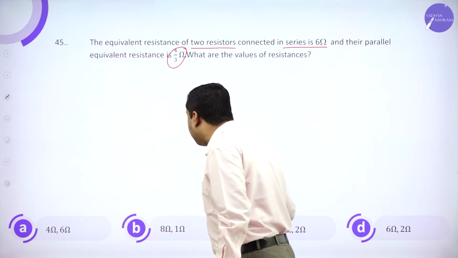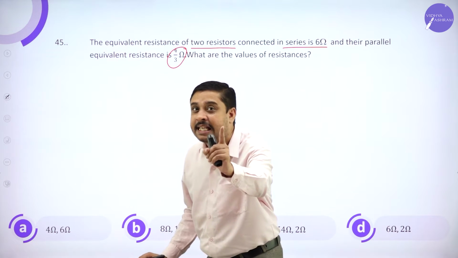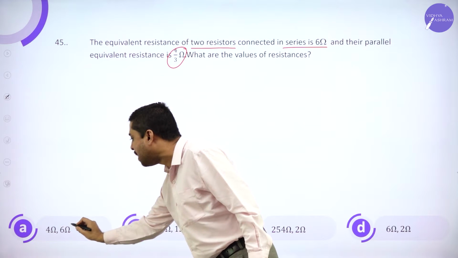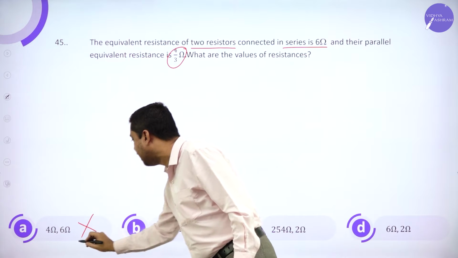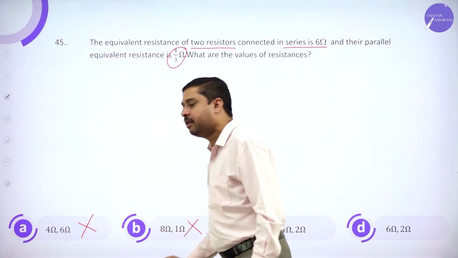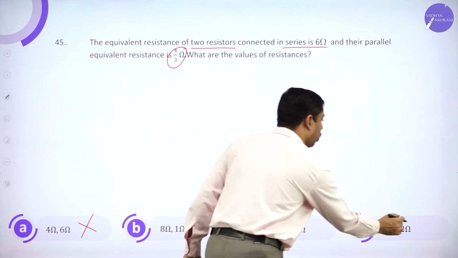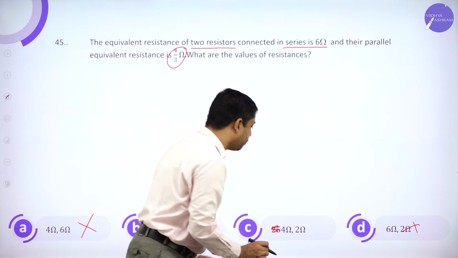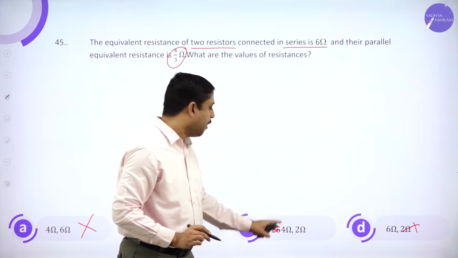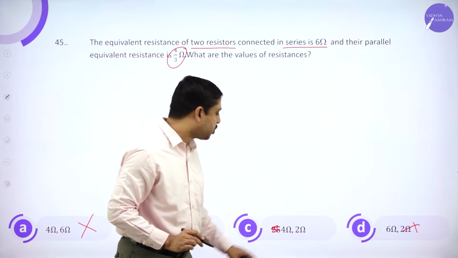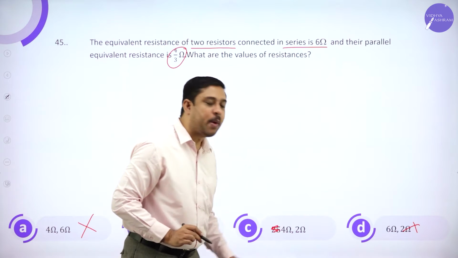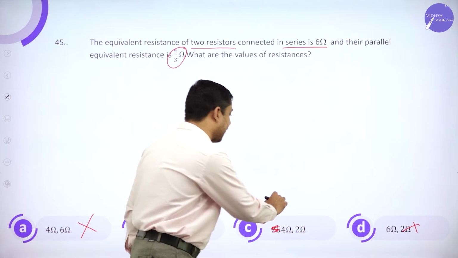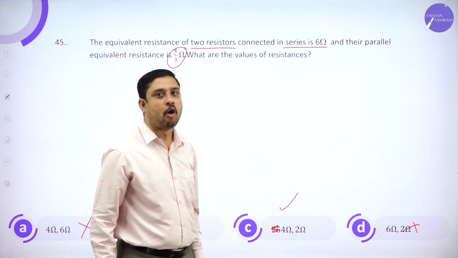If you check all the 4 options, series aliddaga equivalent resistance 6 ohms ಬೇಕು. 4 plus 6 10 ಬರೋದಕ್ಕೆ ಚಾನ್ಸೇ ಇಲ್ಲ. 8 plus 1 9 no. 6 plus 2 no. If you observe here, so the options 4 ohms and 2 ohms, 4 plus 2 is 6. So naturally, for these two values, you get 6 ohms as answers when connected in series. So this is the correct option.